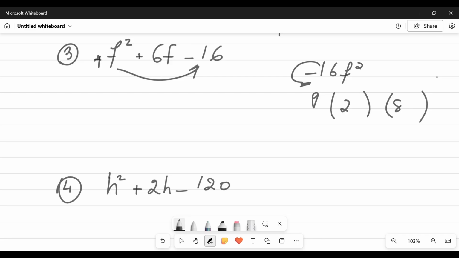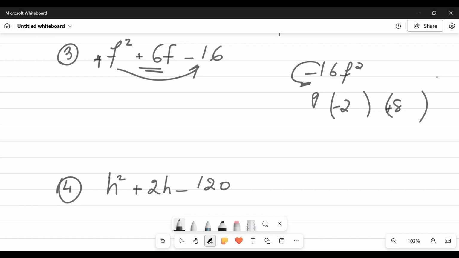There are two factors. You need to check the question, the middle number. What sign is included with 6f? 6f has a positive sign, right? So in your factors, check which one is bigger. Is 2 bigger or is 8 bigger? 8 is bigger. So 8 will take the plus sign, right? And 2 will take a minus sign. So what is your prior sign? The prior sign is positive. Whatever the sign in the middle, that sign is supposed to come with the bigger number, right?